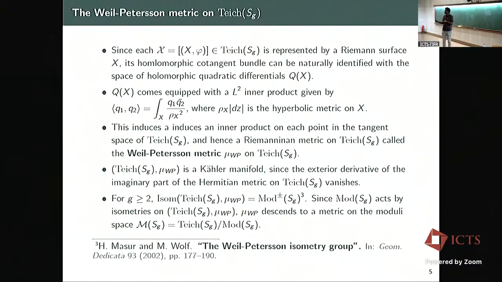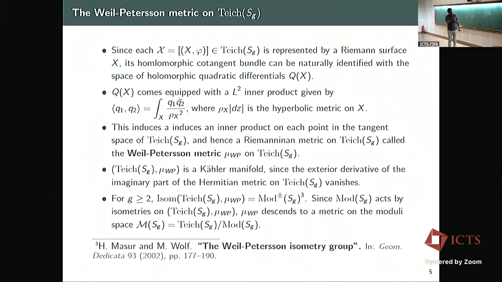The extended mapping class group also includes mapping classes that are represented by orientation reversing homeomorphisms on the surface. Whenever we define the mapping class group, it is generally for orientation preserving mapping classes. This also includes orientation reversing mapping classes. And because of that, the mapping class group acts by isometries.